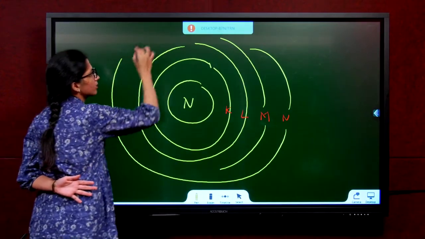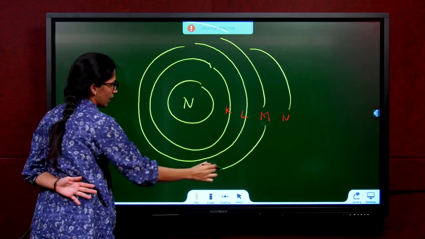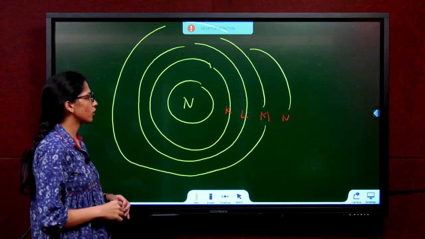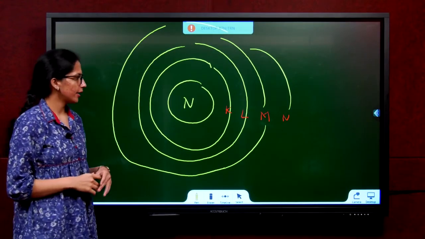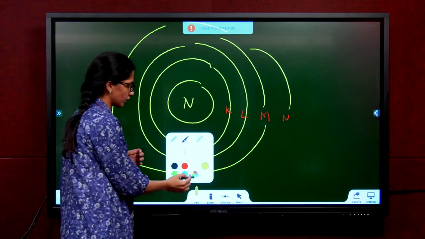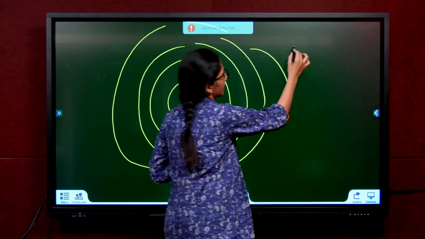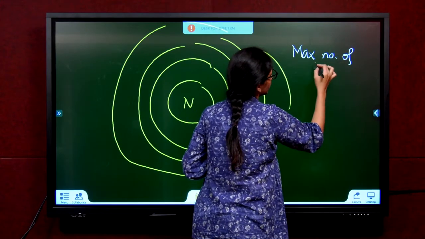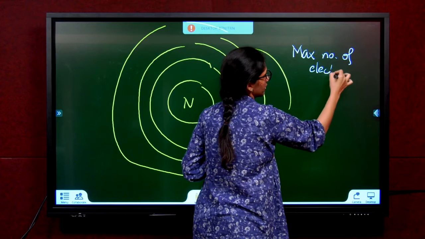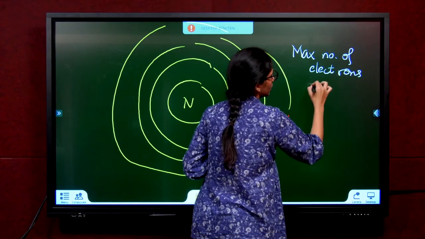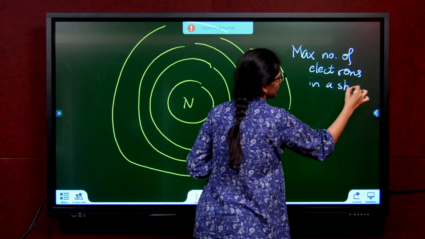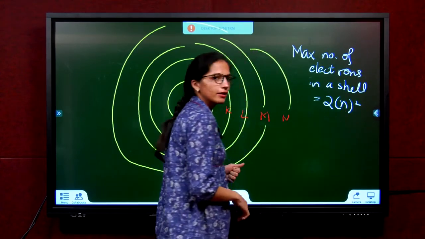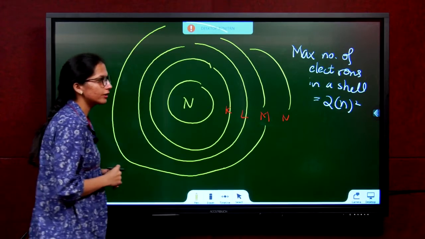How many electrons can the K shell hold? How many electrons can the N shell hold? This is given by a general formula. Maximum number of electrons in a shell is given by 2 into n square.